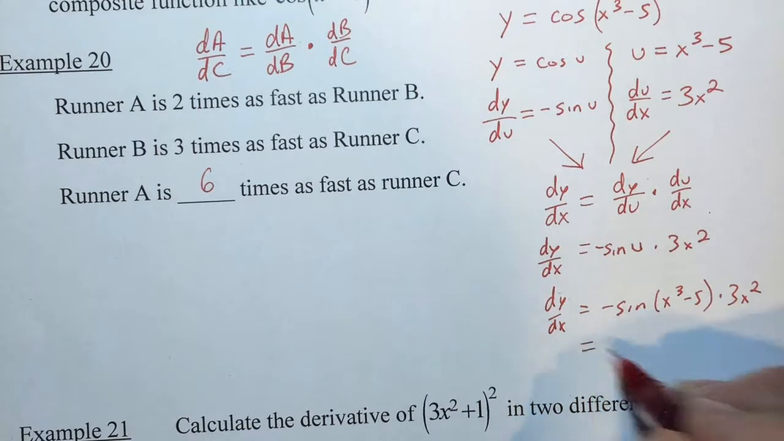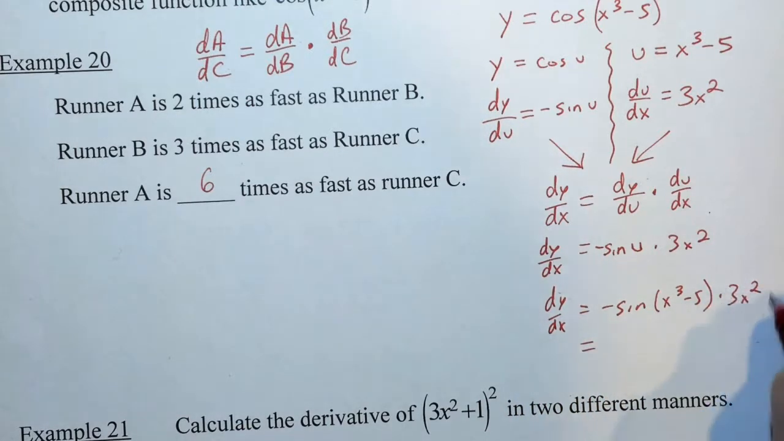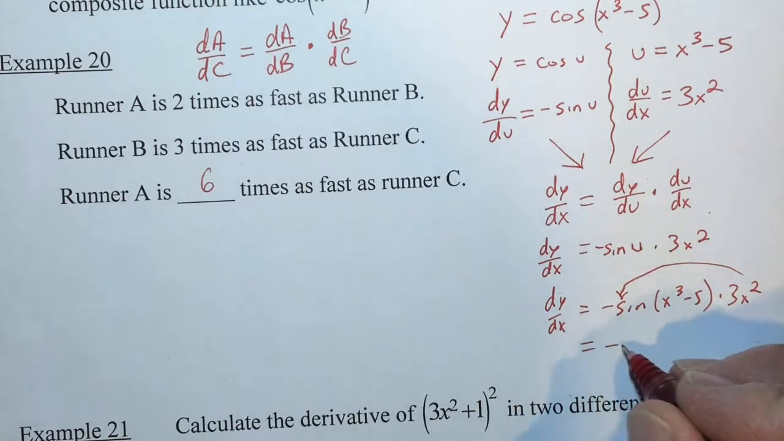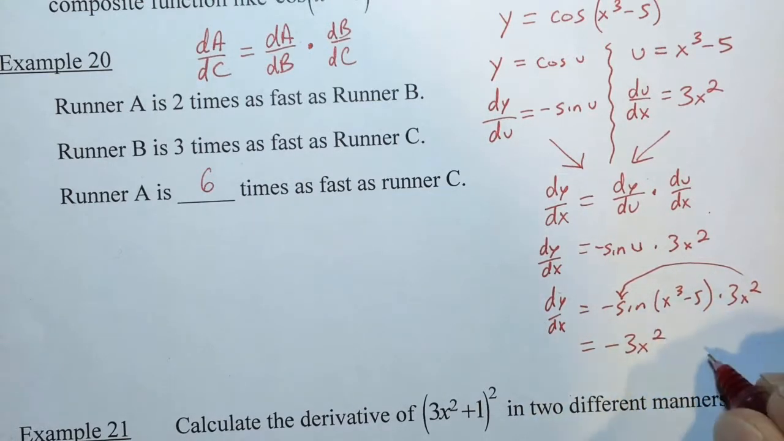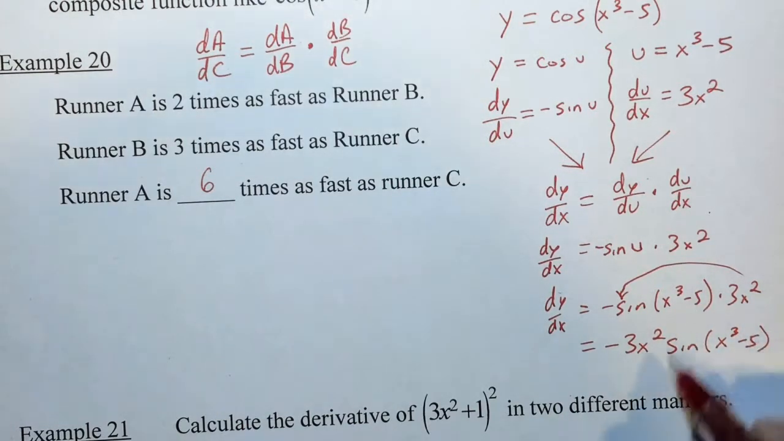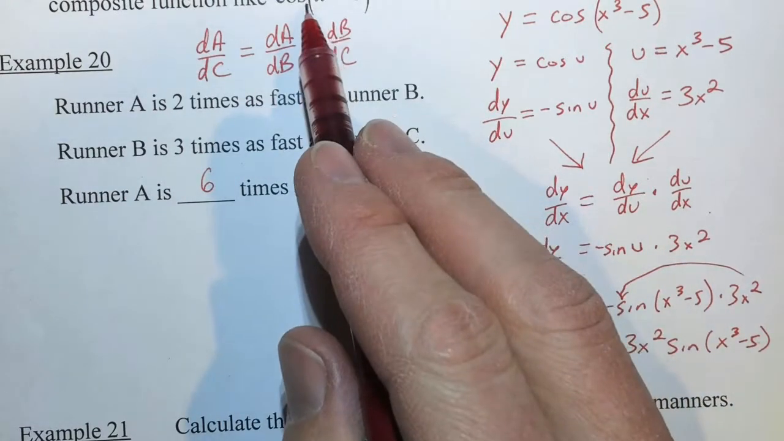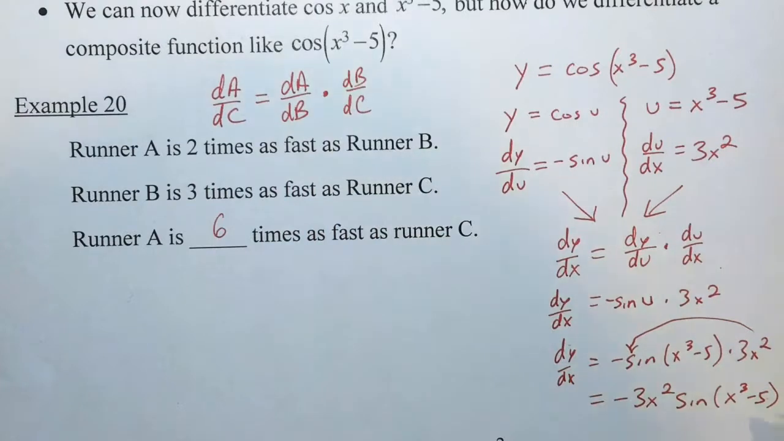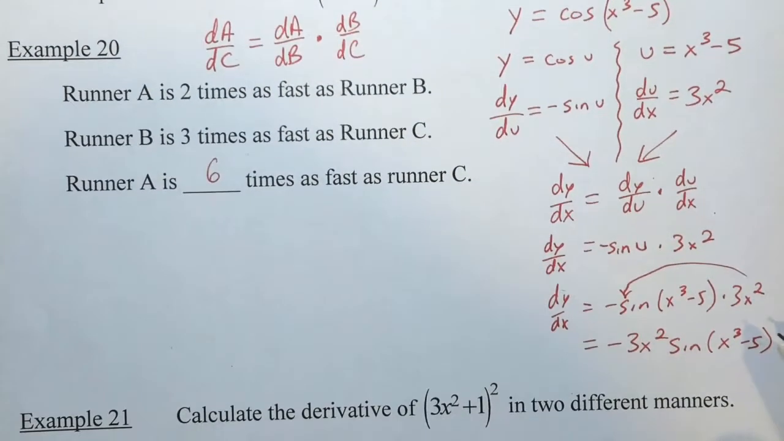But quite often what you will see done is the 3x squared will move up in front of the sine. So we have negative 3x squared sine of the quantity x cubed minus 5. That's our derivative. That's what we're ultimately looking to get. The cosine of x cubed minus 5 will derive to negative 3x squared times the sine of x cubed minus 5.